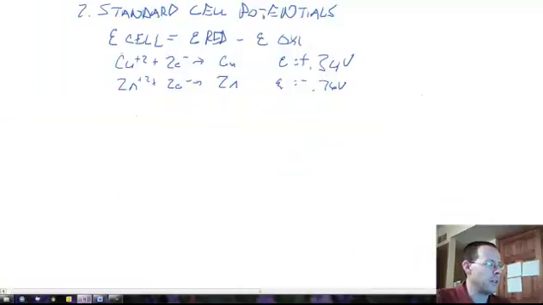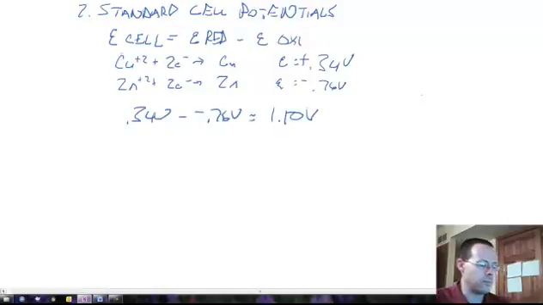So E cell is always reduction minus oxidation. So it is simply 0.34 volts minus negative 0.76 volts, or 1.1 volts. Alright?